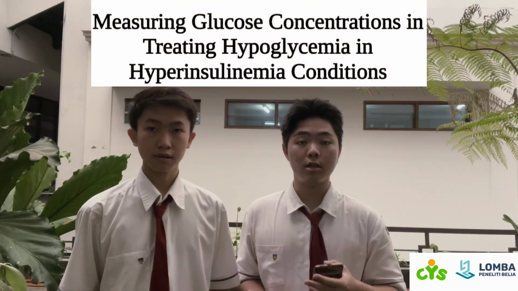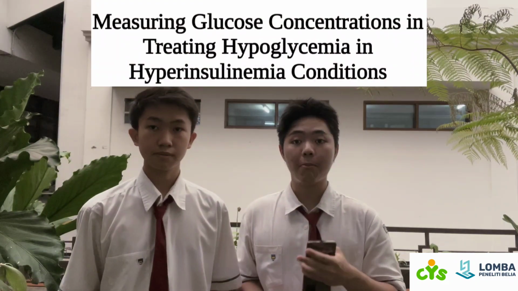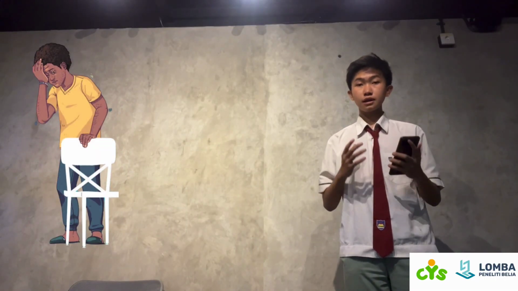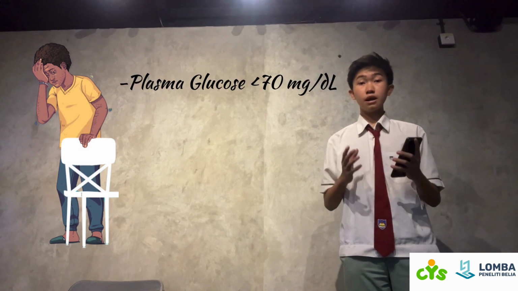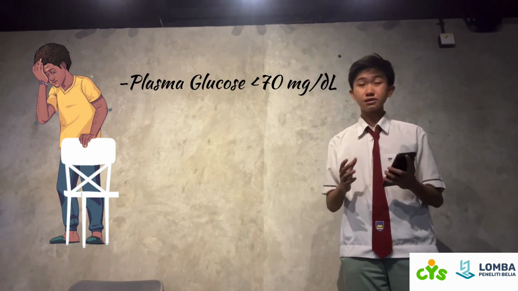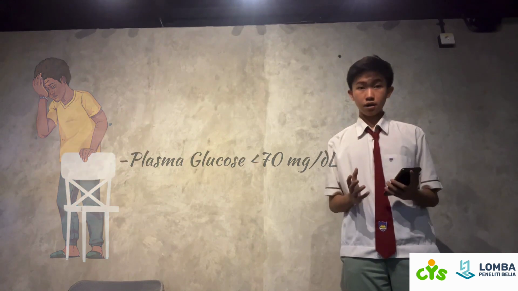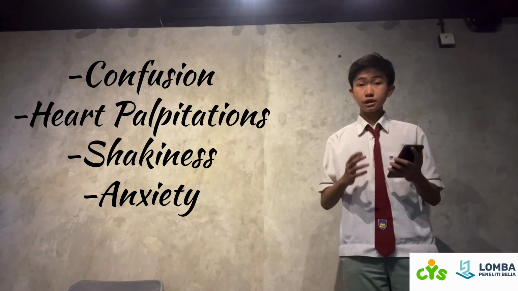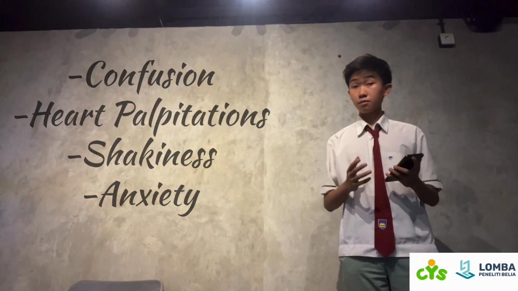Our title of research is Measuring Glucose Concentration in Treating Hypoglycemia in Hyperinsulinism Conditions. Hypoglycemia is a critical condition in which the body experiences a lack of glucose, often defined by a plasma glucose concentration below 70 mg/dL. Hypoglycemia causes various symptoms such as confusion, heart palpitation, shakiness, and anxiety, to mention some of many it triggers.